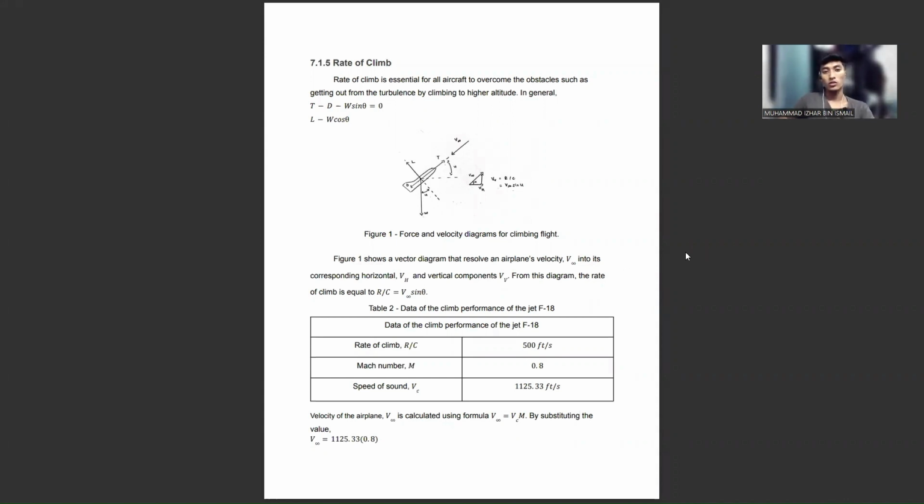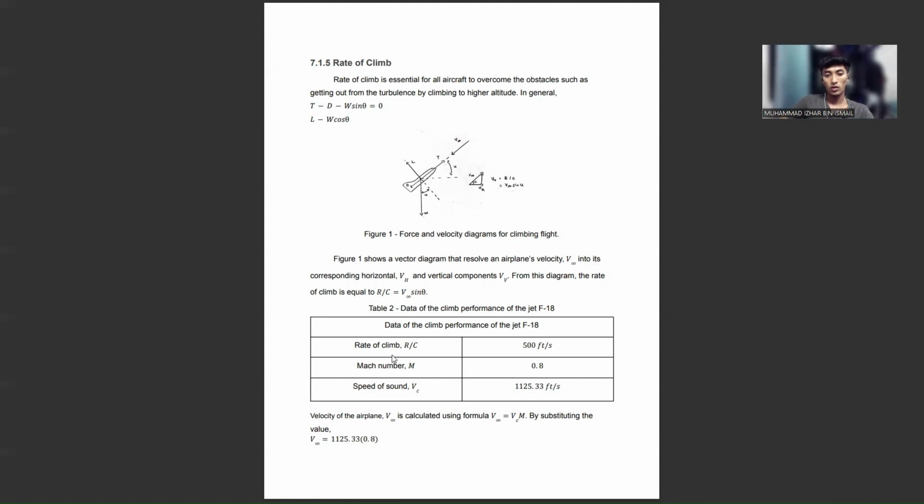For the rate of climb, rate of climb is essential for aircraft to overcome obstacles, getting out from the turbulence by climbing to higher altitude. Figure 1 shows the force and velocity diagram for climbing flight. And in general, the calculation for rate of climb is R/C equal to V sine theta. Table 2 shows the data that we need to calculate the climb performance. And we already have rate of climb, Mach number, and speed of sound.